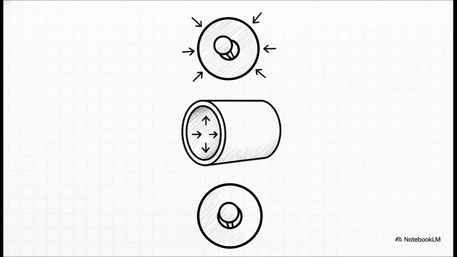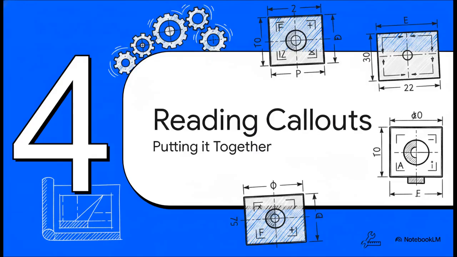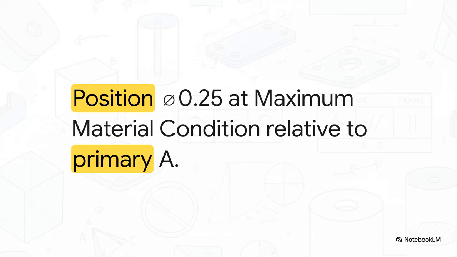And if you don't see any symbol at all, that defaults to RFS, meaning the geometric tolerance applies regardless of feature size. All right, Section 4, Reading Real-World Callouts. Let's put this all together and practice translating this language on a mounting bracket. Imagine we're looking at a through hole on this bracket.